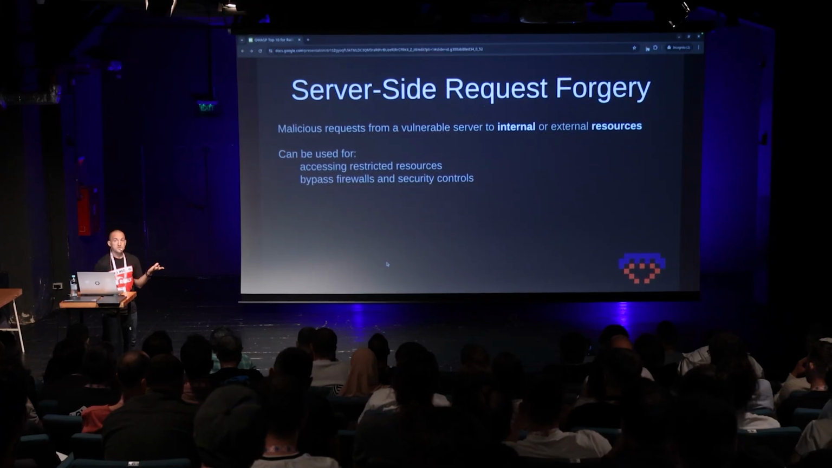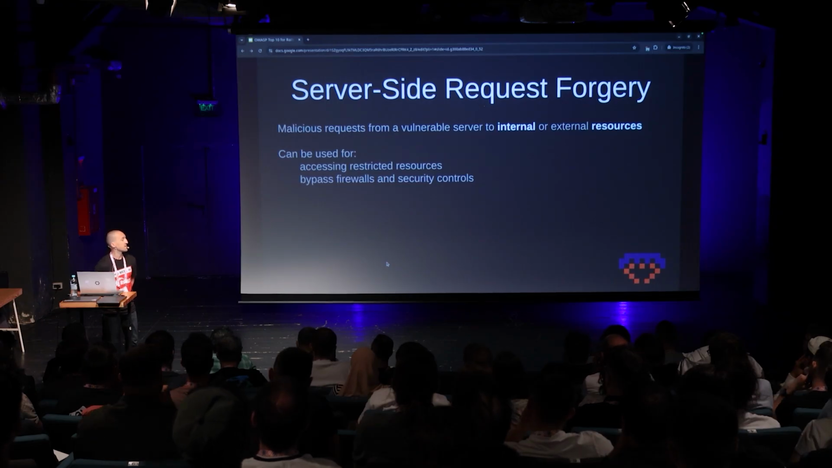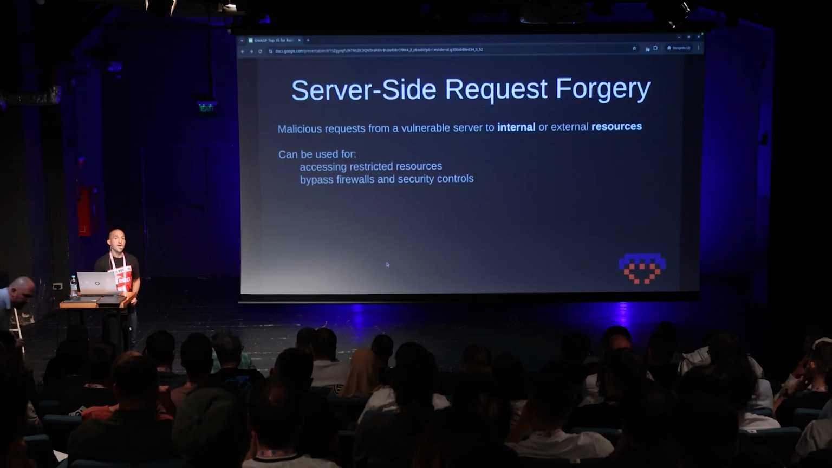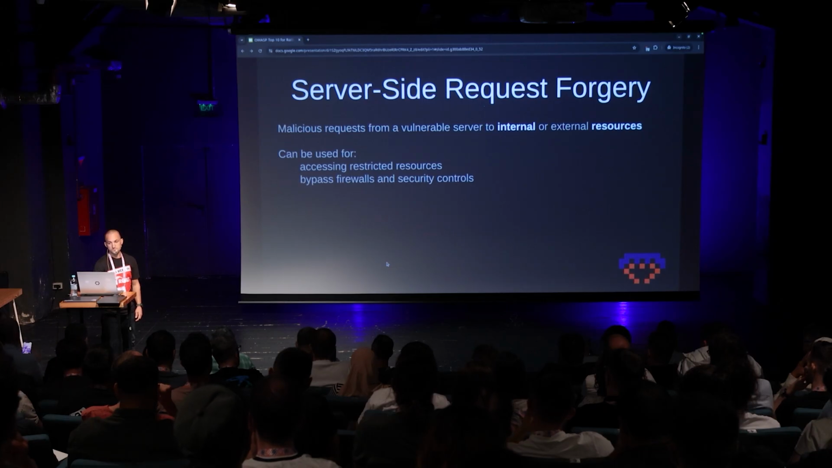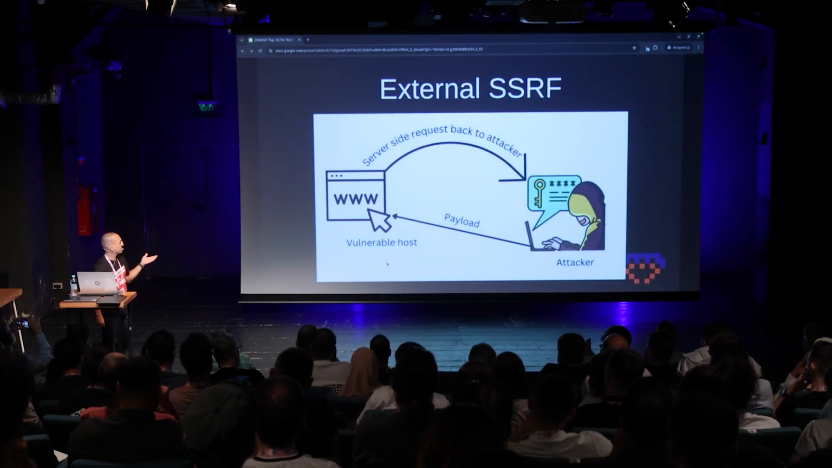And I will go through the list from the bottom to the top. The first item on the list is server-side request forgery. We are talking about server-side request forgery when a malicious actor can make a request from a vulnerable server to internal or external resources. This can be used to access restricted resources, exfiltrate data, and bypass firewall rules or security controls. Here is a graphical demonstration of an external server-side request forgery.